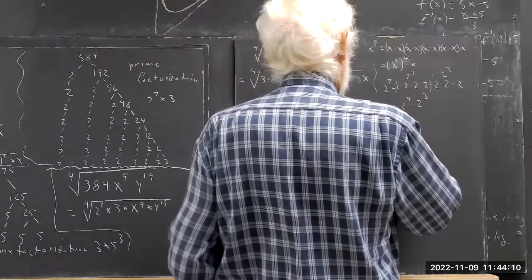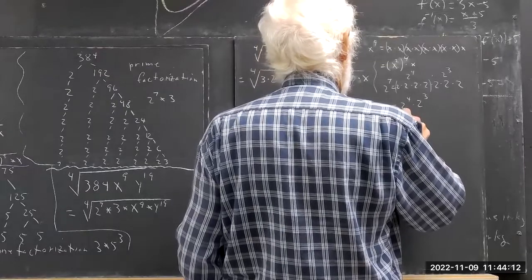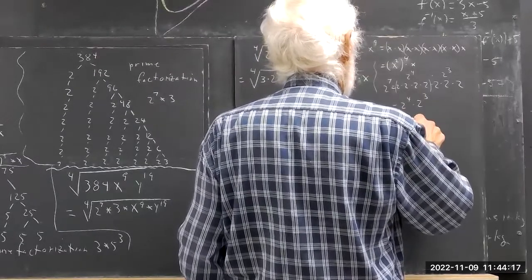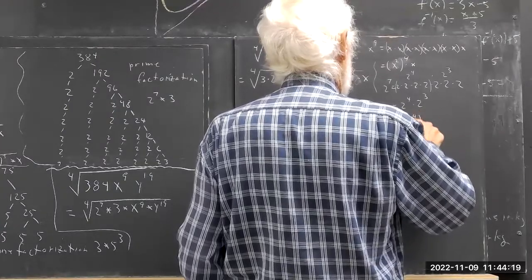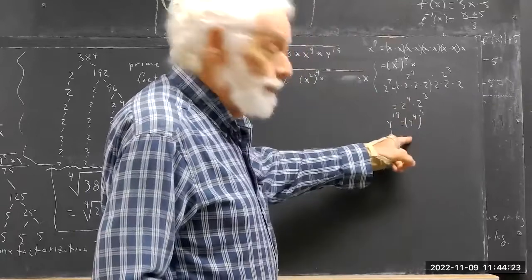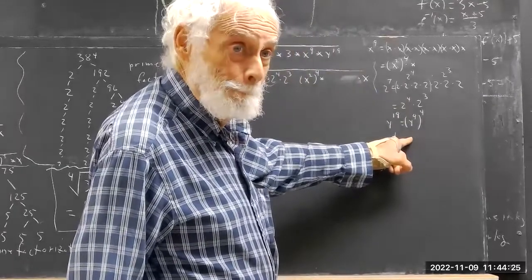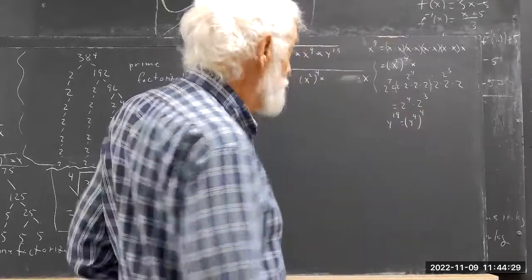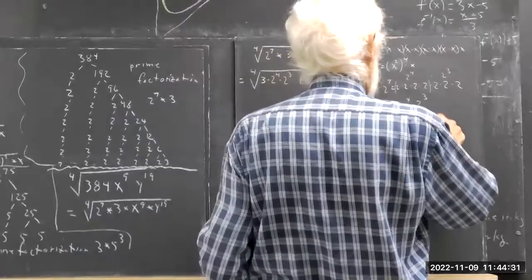Well, I can make myself a note then that y to the 19th equals y to the 4th to the 4th power. That's going to use up 16 of them, right? I've got 4 of them, and I've got 4 of those groups. I've got 16. And that's times y cubed.